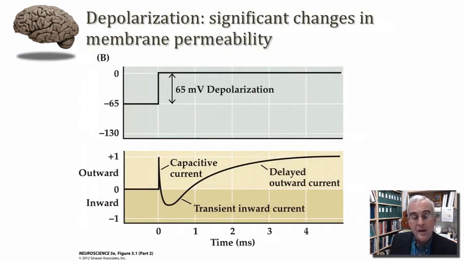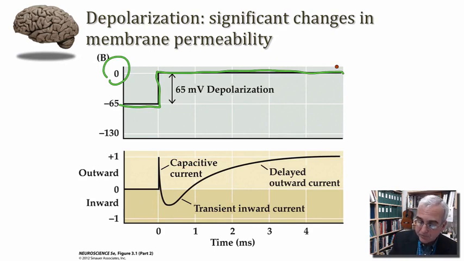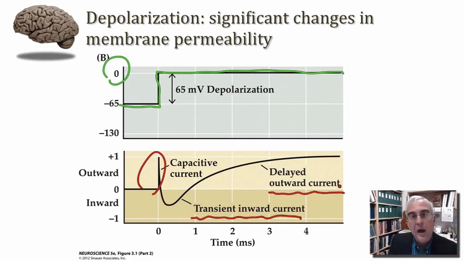Now, when they passed a depolarizing current step into this neuron, or in other terms, when they clamped this neuron at a marked depolarizing level, that is around 0 millivolts, they saw something quite different and quite remarkable. Following a sharp transient current, what they saw was a transient inward current that was followed by a delayed outward current. Now, just a word about convention here.